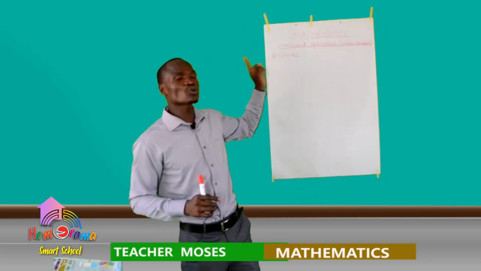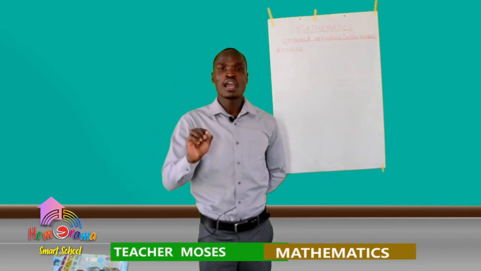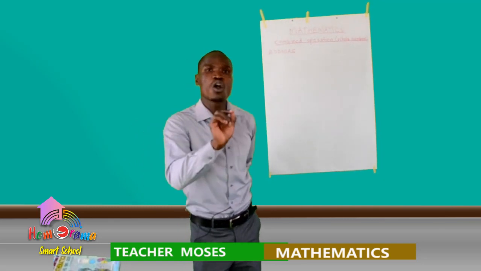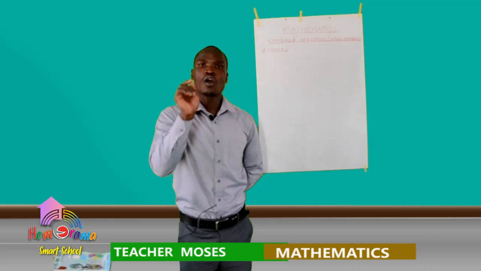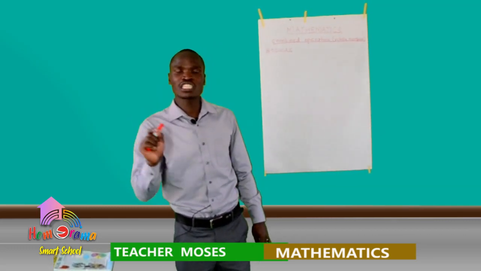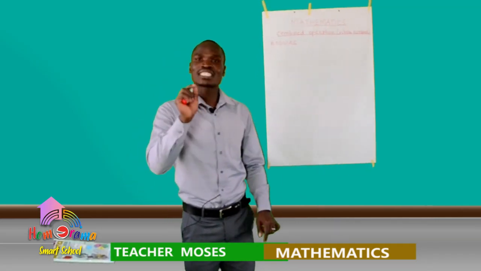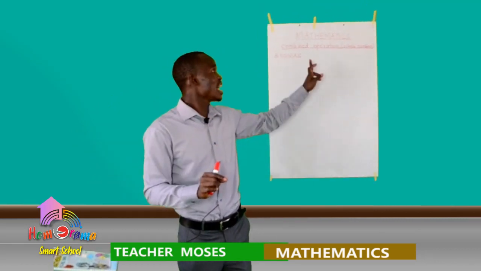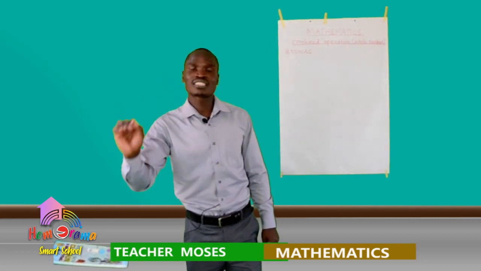We have the first one, B. B stands for bracket. Then we have O. It stands for of, O-F, of. Then we have D, that is division. Then we have M, that is multiplication. And then we have A and S, that is addition, then finally subtraction.